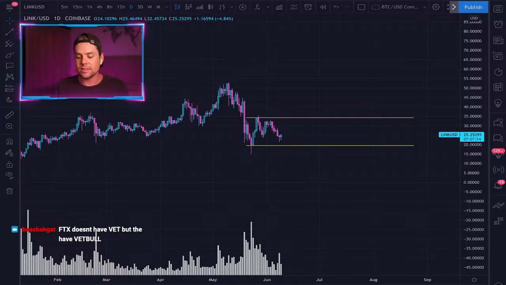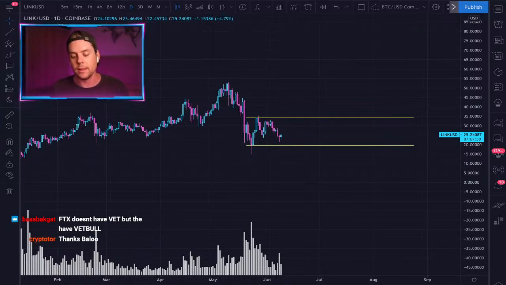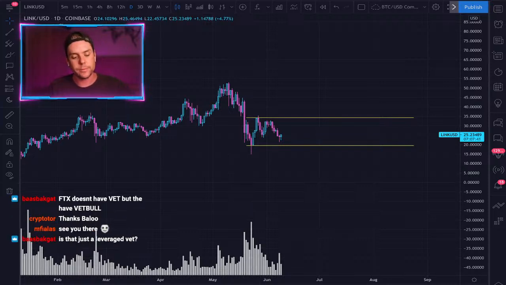Thoughts on wearing a Bitcoin crypto t-shirt? I'm waiting for my crypto t-shirt. Yeah, FTX doesn't have VeChain, but has VeChain Bull. It's got a lot more derivatives. Its spot markets are weak.